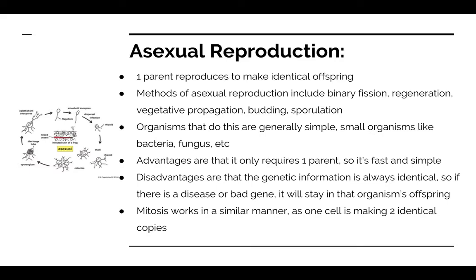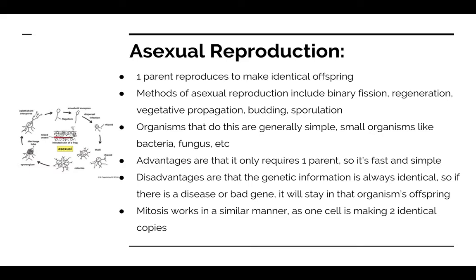Things that we should remember about this type of reproduction is that there's one parent reproducing to make identical offspring. The methods of asexual reproduction include binary fission, regeneration, vegetative propagation, budding, and sporulation. And you can see a few of those examples in the picture that is on your sheet. Next, organisms that do this are generally simple, small organisms like bacteria, fungus, etc.